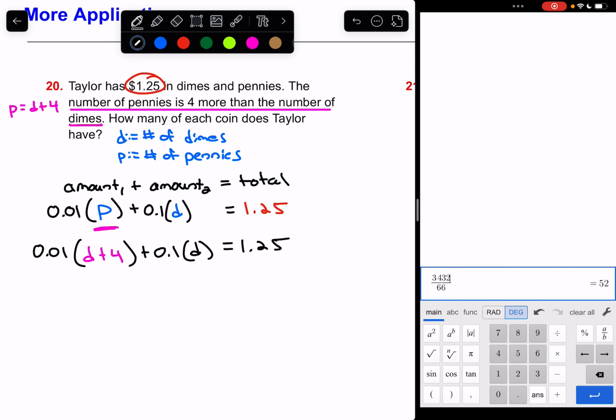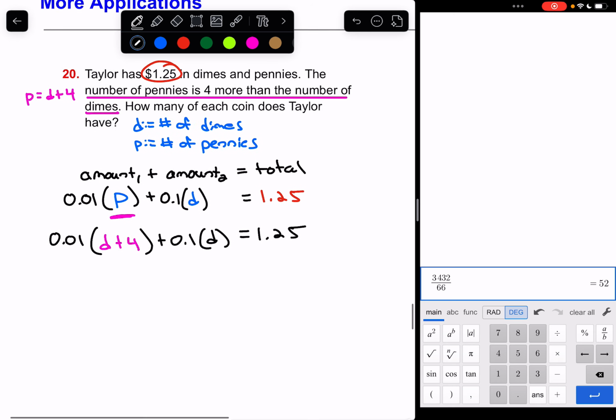Okay, so all I did was replace P, which represented the number of pennies, with D plus 4, because the number of pennies is 4 more than the number of dimes. Okay, so now we can go about solving.